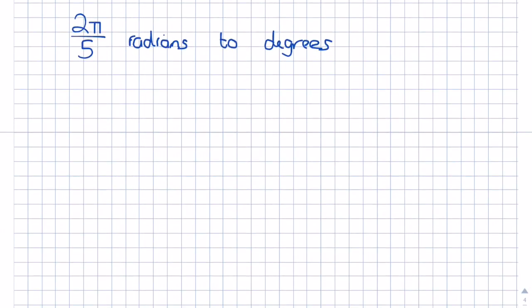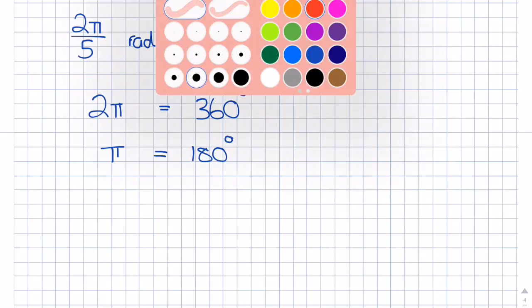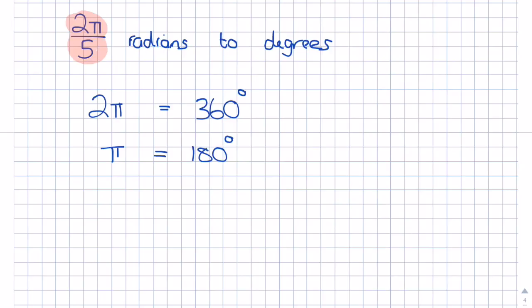Alright, so 2 pi over 5 radians. We know that 2 pi is 360 degrees. That means pi is 180 degrees, dividing both sides of that by 2. But I don't want to know what pi is. I want to know what 2 pi over 5 is, or 2/5 of pi.